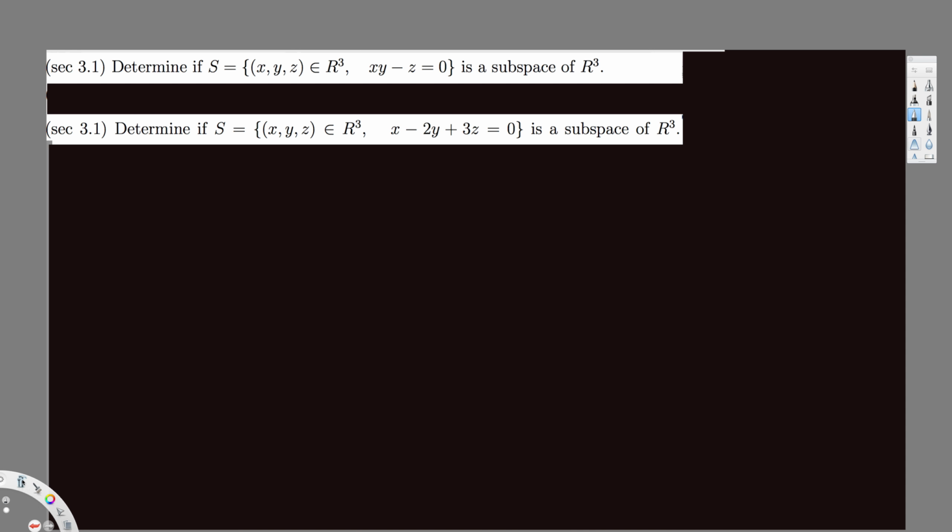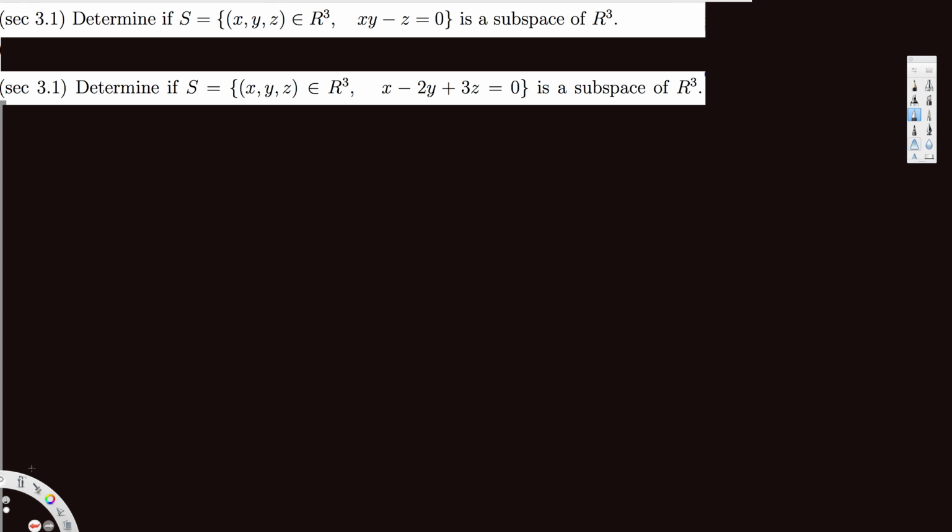Let's do these problems right here. The question is asking: determine if S is a subspace of R3. Let's see how we can do this.